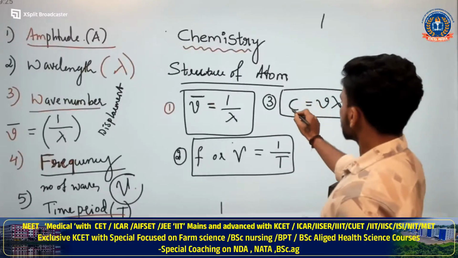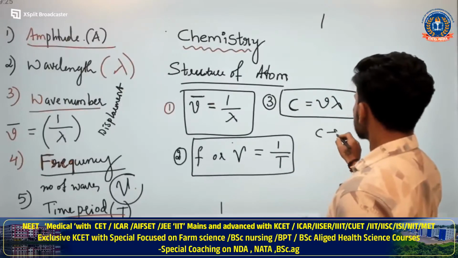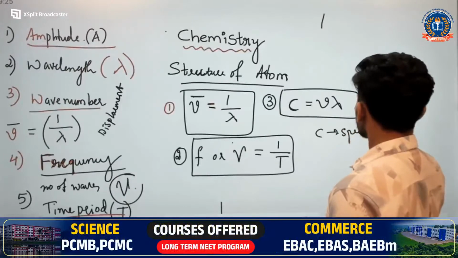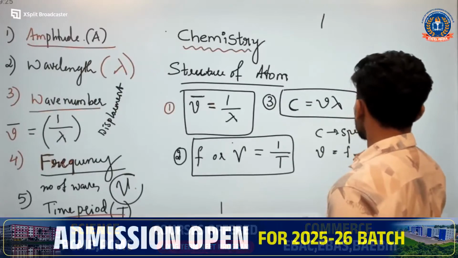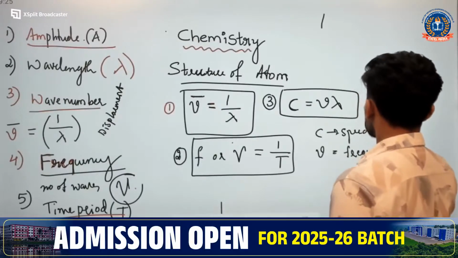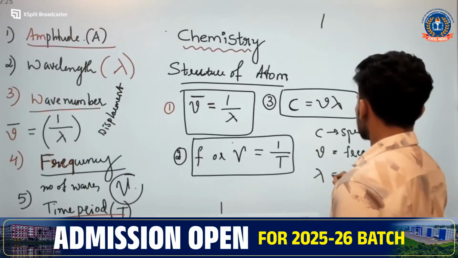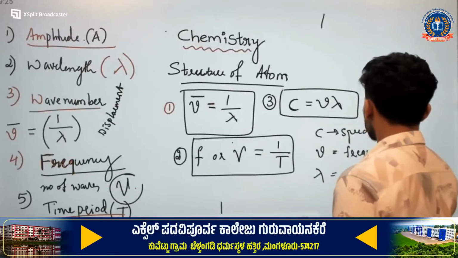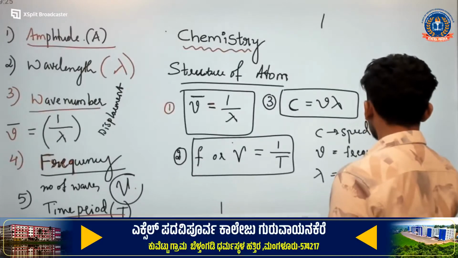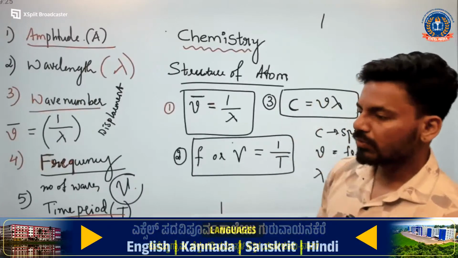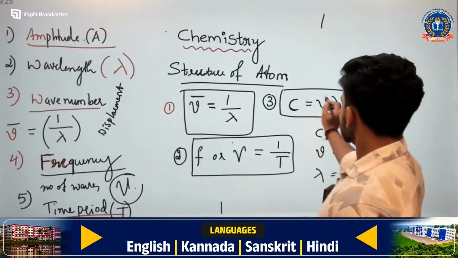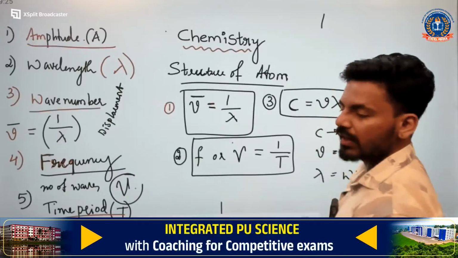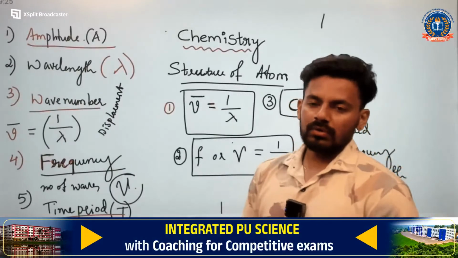What is C? Speed. And what is nu? It is nothing but frequency. And lambda is wavelength. If you want, you can write this formula. C is equal to nu into lambda. From this, C is equal to nu lambda, you can also form two more relationships.